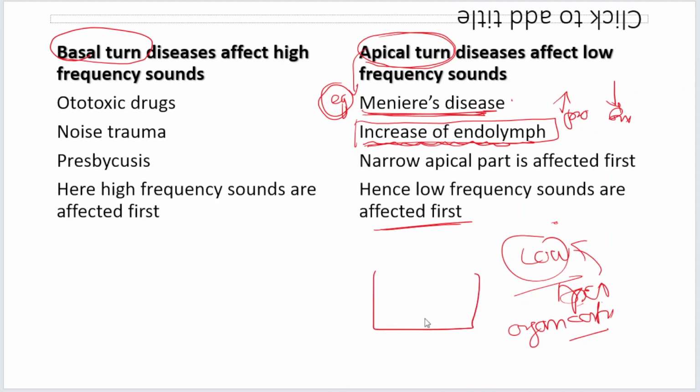So in the pure tone audiogram, you will see an upsloping type of audiogram. Okay, so this is about the apical turn and basal turn of the cochlea.